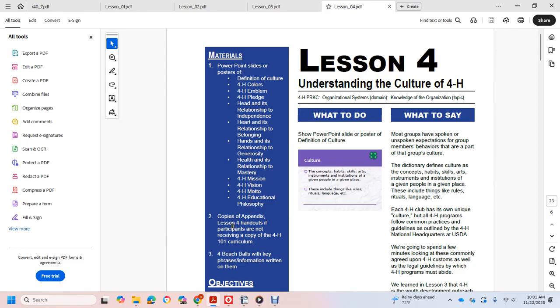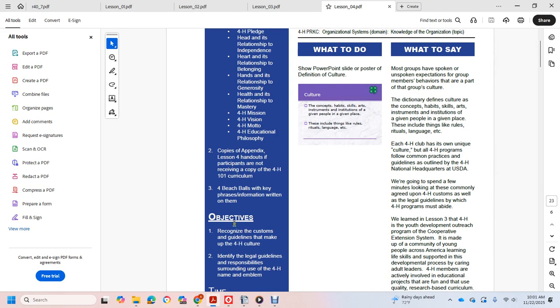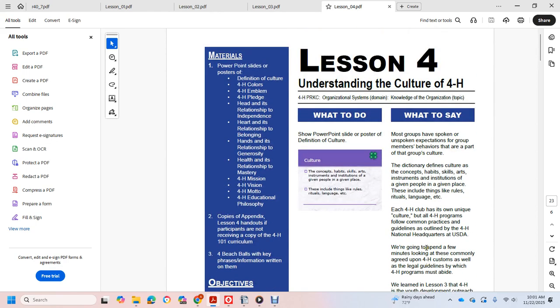Copies of the appendix for lesson 4 handouts, for participants not receiving copies of the 4-H 101 curriculum, and four beach balls with a key phrase or information written on them. The objectives are to recognize the customs and guidelines that make up the 4-H club culture and to identify legal guidelines and responsibilities surrounding the use of the 4-H name and emblem. Time: 30 minutes.